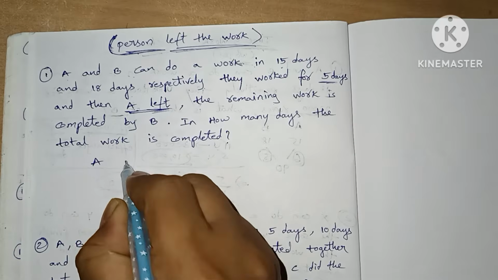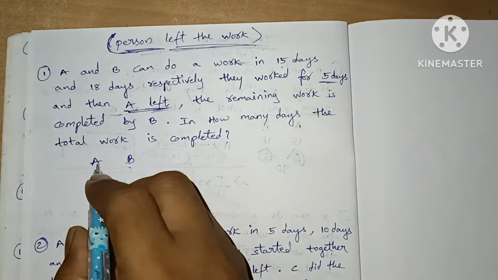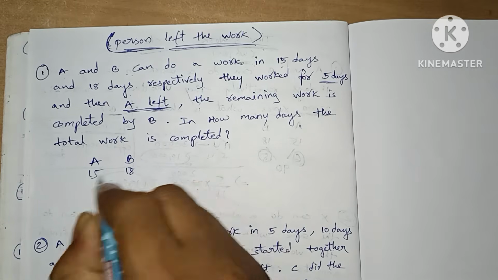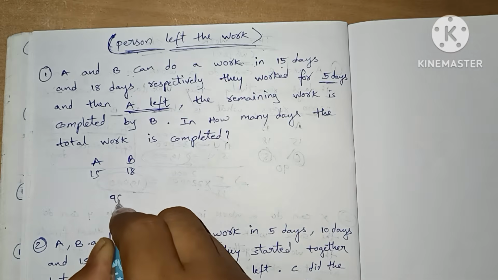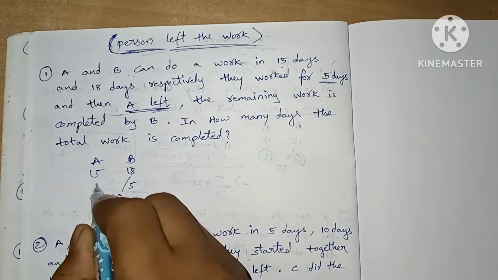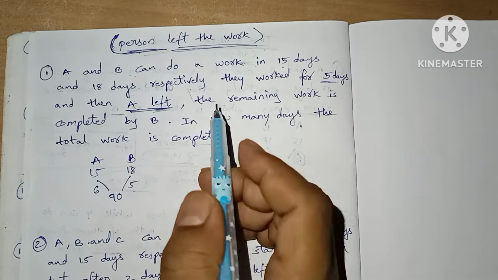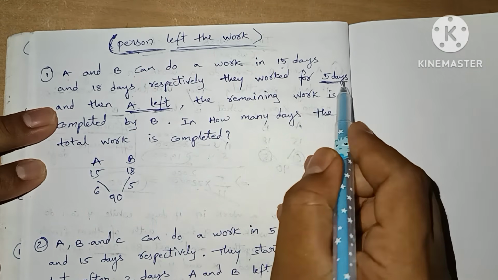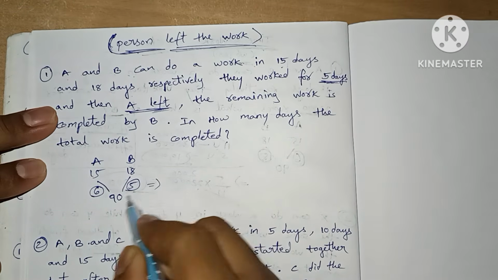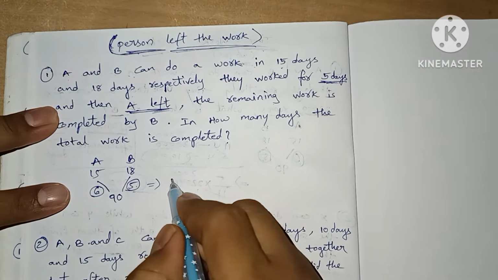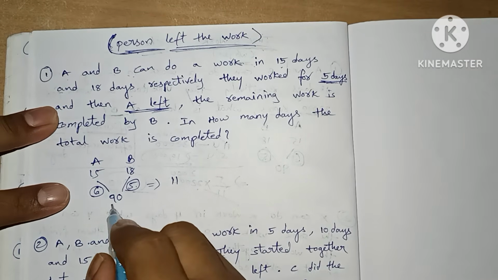Let's start with our basic LCM method. A does it in 15 days and B in 18 days. First, the LCM of these two is 90. 18, 5 times is 90. 15, 6 times is 90. So, for the 5 days they worked, per day the total units they completed is 6 plus 5, 11 units completed per day. But they need to complete 90 units.